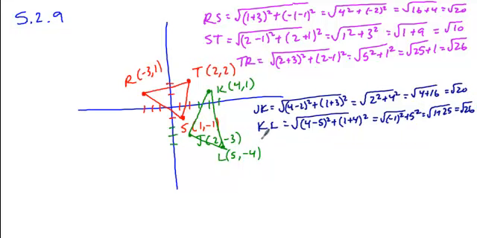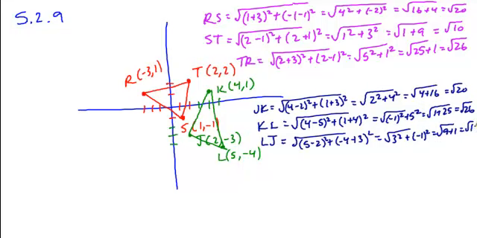And then finally, LJ, square root of, again, difference of x's, 5 minus 2 squared, difference of y's, -4 minus a -3 becomes plus 3 squared. And when we simplify this, we get 3 squared plus a -1 squared, 9 plus 1, or root 10.